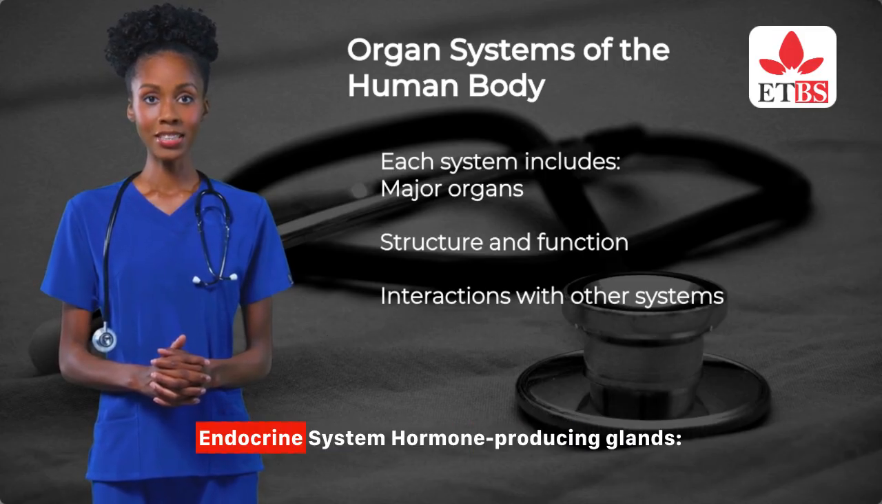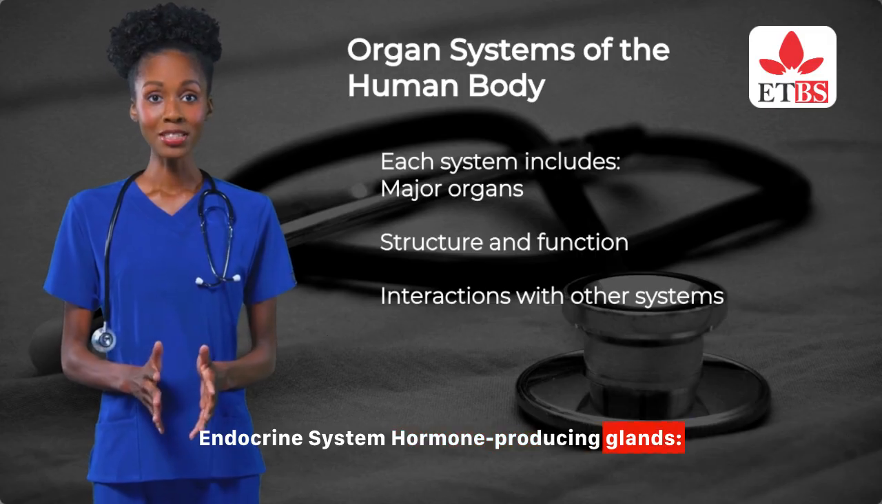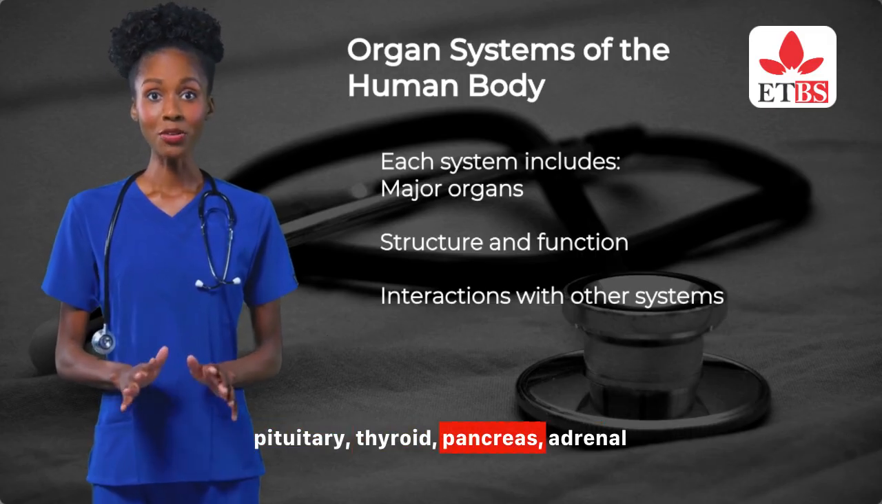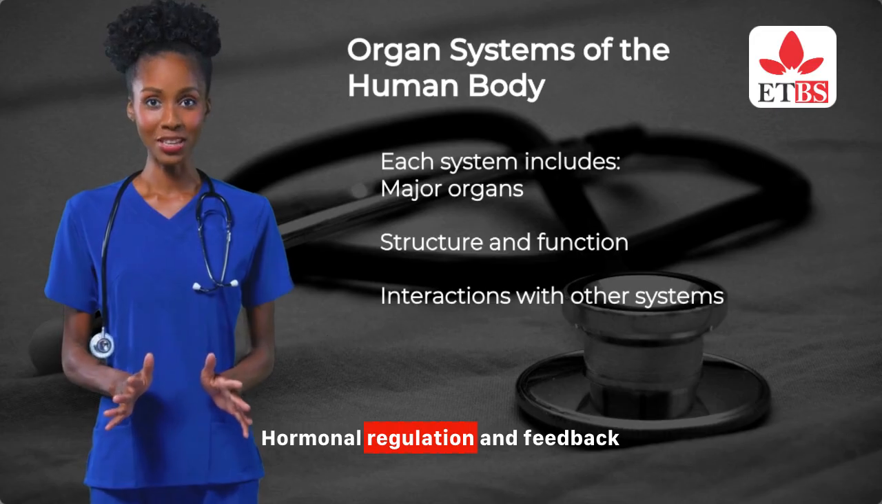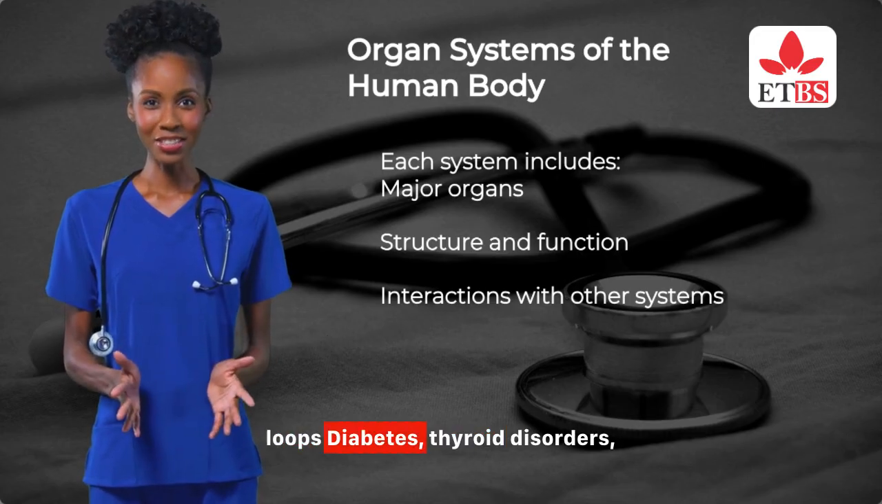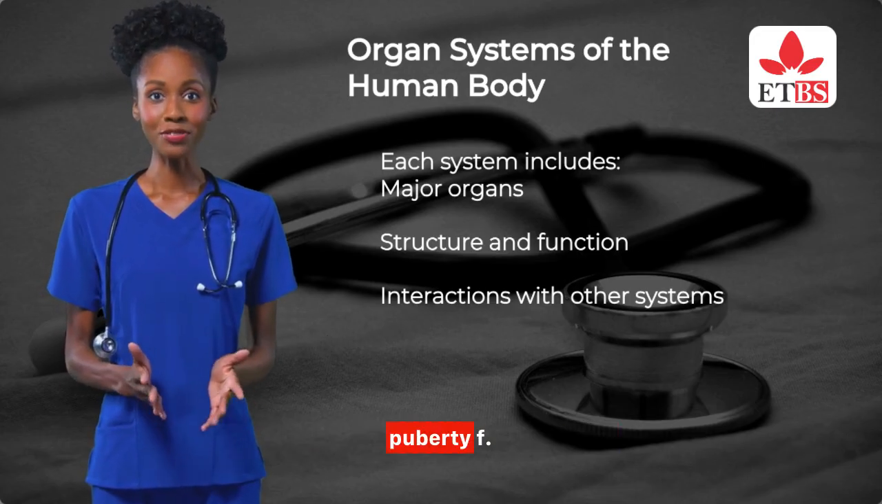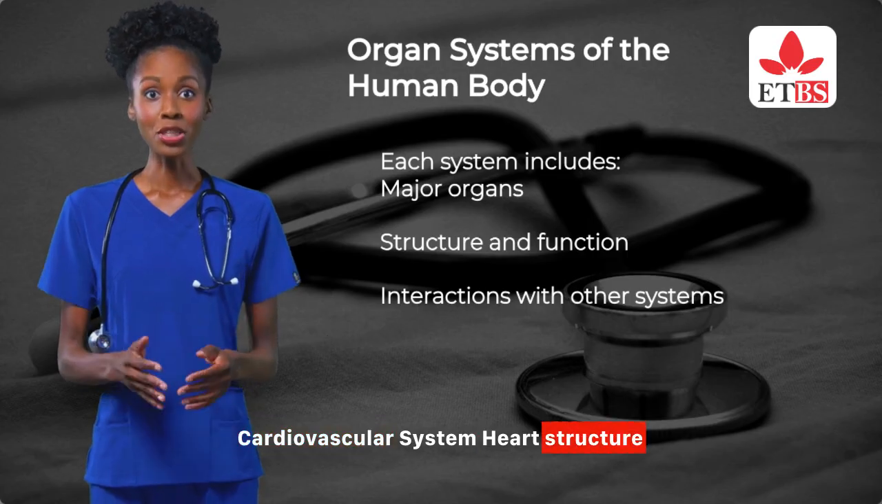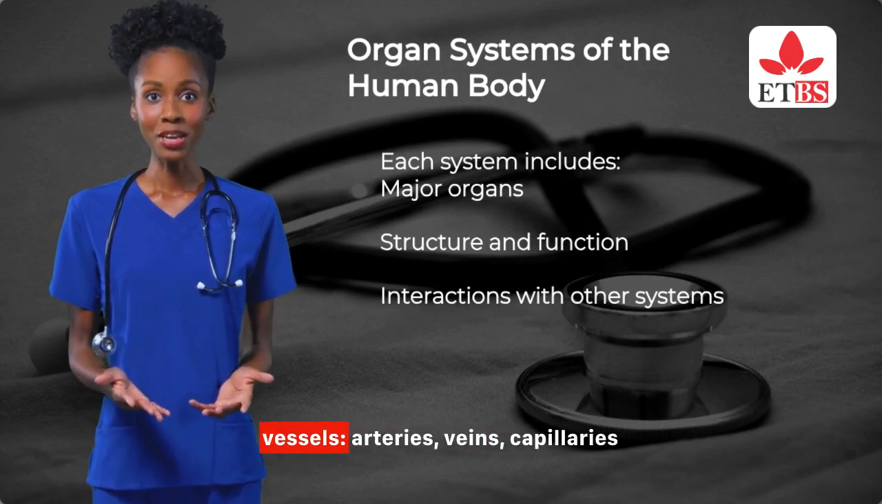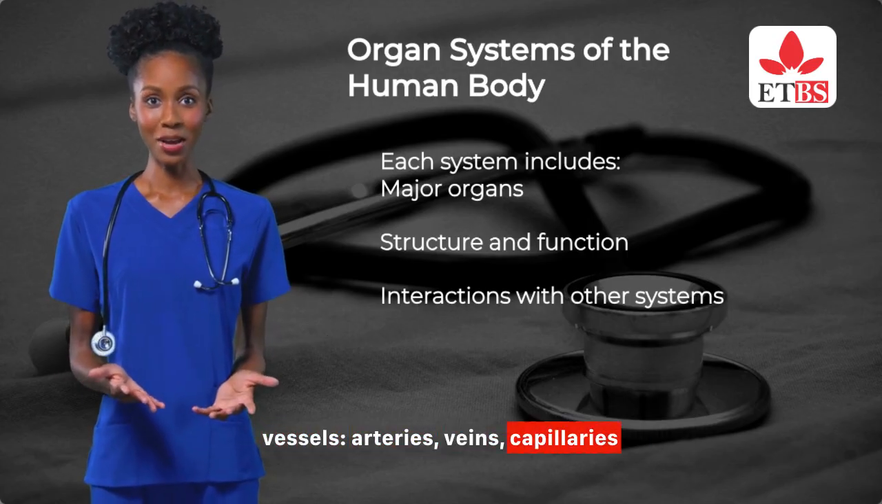E. Endocrine system: hormone-producing glands, pituitary, thyroid, pancreas, adrenal, hormonal regulation and feedback loops, diabetes, thyroid disorders, puberty. F. Cardiovascular system: heart structure and conduction system, blood vessels, arteries, veins, capillaries.